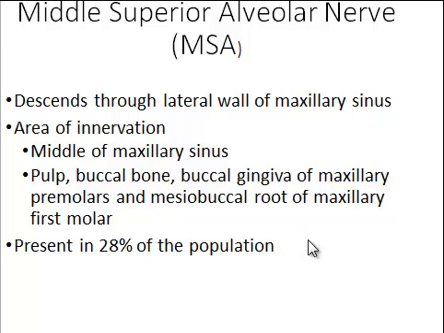Okay, and this is just a summation of our MSA nerve. It descends through the lateral wall of the maxillary sinus. It innervates the middle of the maxillary sinus, the pulp, buccal bone, and buccal gingiva of the maxillary premolars, and the mesial buccal root of the maxillary first molar. It's present in 28% of the population, and this is on both sides. So you would have to give a right MSA to get the right-sided maxillary premolars, or a left MSA to get the left-sided maxillary premolars.